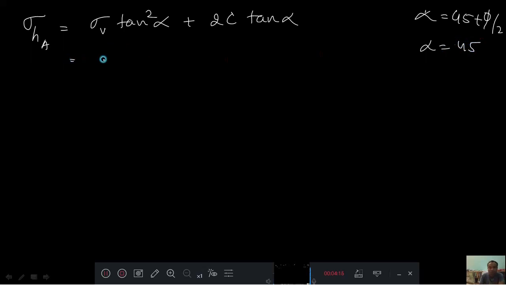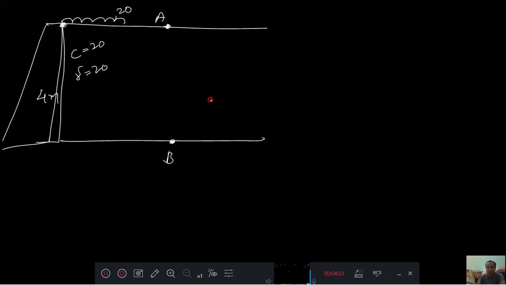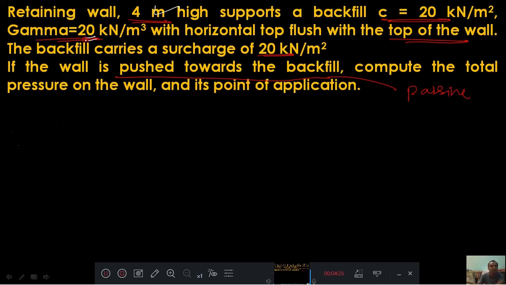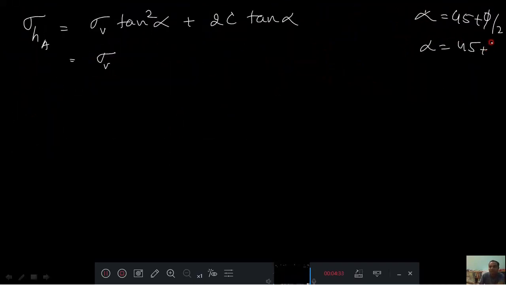It's not always that sigma V then tan square. Okay, we will give problems so that you can enjoy it. Then we'll give a problem that phi equal to 30 degree. Then this is 30 by 2, therefore 45 plus 15 is 60, alpha is 60, therefore it is tan square 60. I will write it.